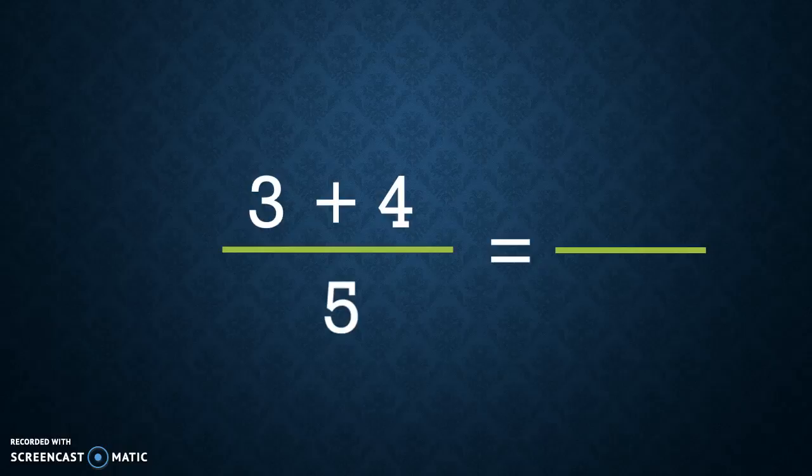Okay, so if you have 3 plus 4 as the numerator and 5 as the denominator, then that's going to turn into 3 plus 4 is 7. So 7 is the numerator and 5 is the denominator. So your fraction is 7/5. Okay, so that's how you play the game. You can't have a fraction within a fraction. Okay.